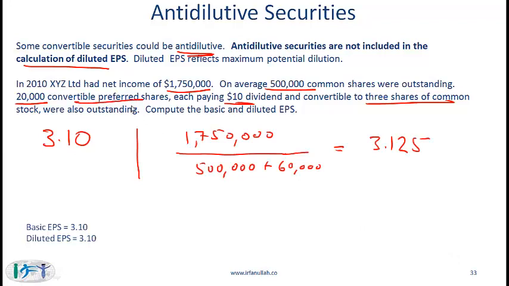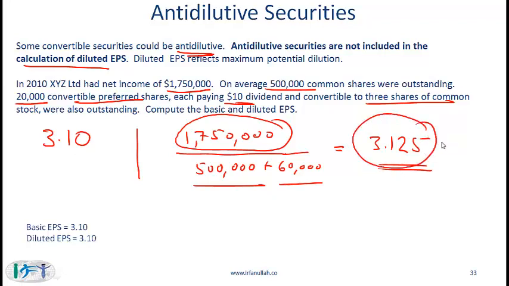Assuming the convertible preferred shares are converted into common stock, then your net income available to common shareholders is 1.75 million. The number of shares outstanding would be 500,000 plus 60,000. So you get 3.125. Notice that this number is larger than the basic EPS that you calculated. When this happens, then you report diluted EPS as 3.1 and not 3.125.